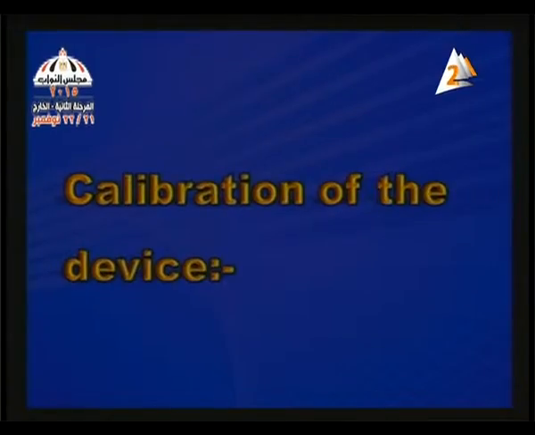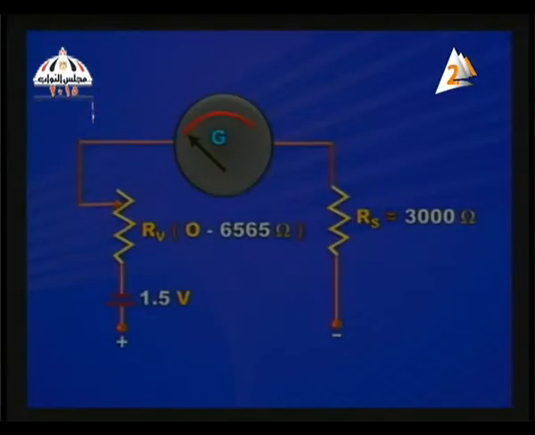Calibration of the device. So in front of you we've got the structure of the device. We've got a galvanometer, standard resistance, variable resistance, and a cell, and the two terminals, the positive test terminal and the negative test terminal. Okay, the device is short-circuited.